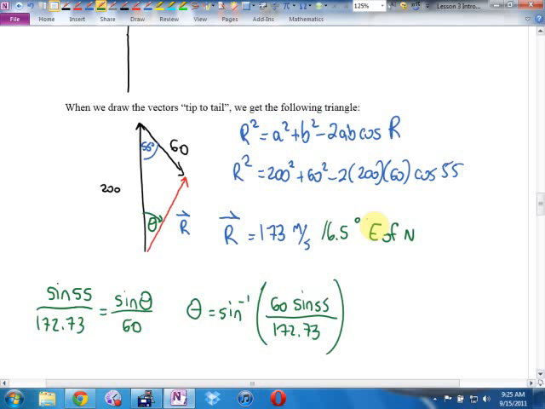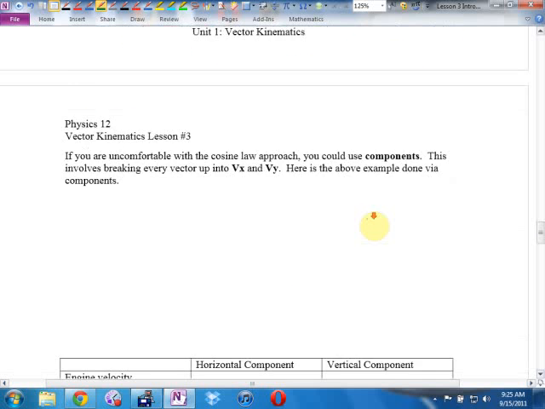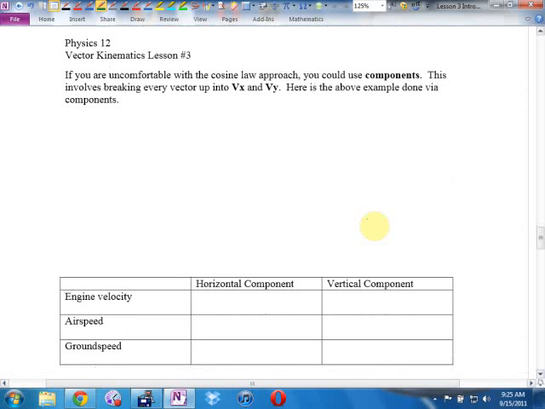So, next page, it says this. If you are uncomfortable with the cosine law approach, you could use components. This involves breaking every vector up into vx and vy. If you want to use the component method, ask me later on in class and I'll show it to you. I'm sensing most of you here were okay with the cosine law. How many of you got that okay? Yes, yeah, so I'm sensing most of you were okay with the cosine law.